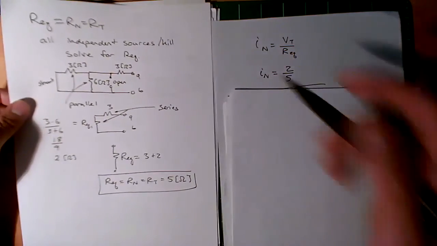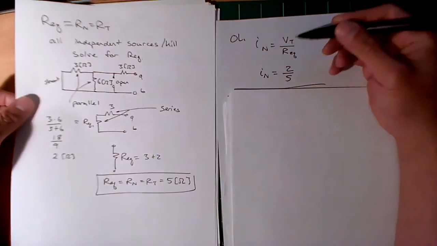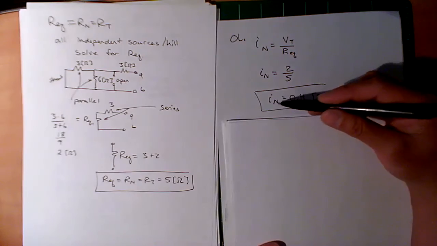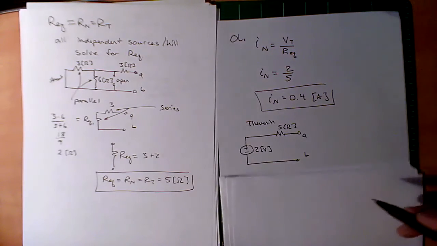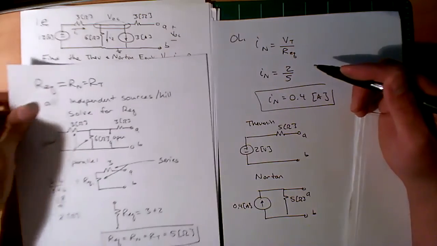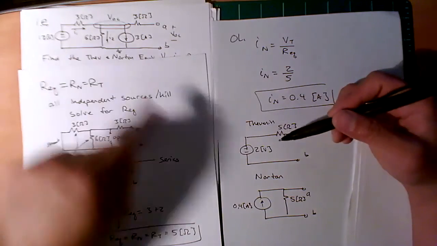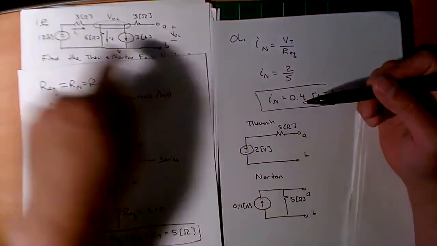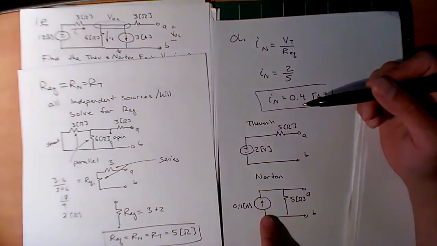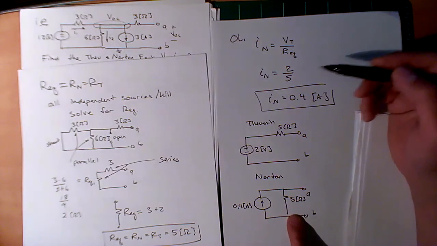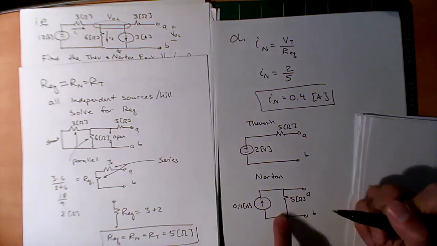Do a little Ohm's law: IN is equal to VT over R equivalent, 2 over 5, so IN is just 0.4 amps. That means this complicated circuit over here can be replaced with either a 2-volt voltage source in series with the 5 ohm resistor, or a 0.4 amp current supply in parallel with a 5 ohm resistor.